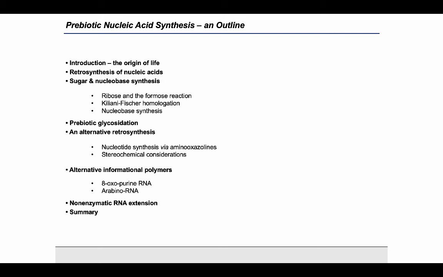Following this overview of the field, I will then go over some more recent advances in prebiotic nucleotide synthesis, mainly the chemistry of amino oxazolines and the stereochemical implications of their chemistry for prebiotic nucleic acid synthesis. Next, we will take a brief foray into prebiotic paths towards alternative informational polymers, such as arabinonucleic acids, and finally, discuss some methods proposed to enable non-enzymatic nucleic acid extension, that is, how you build an oligomer from RNA or DNA monomers without any enzyme.